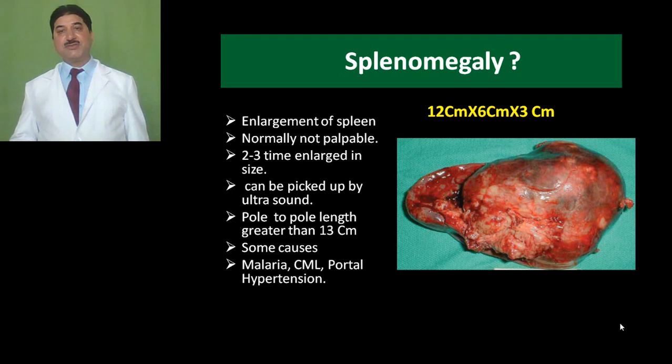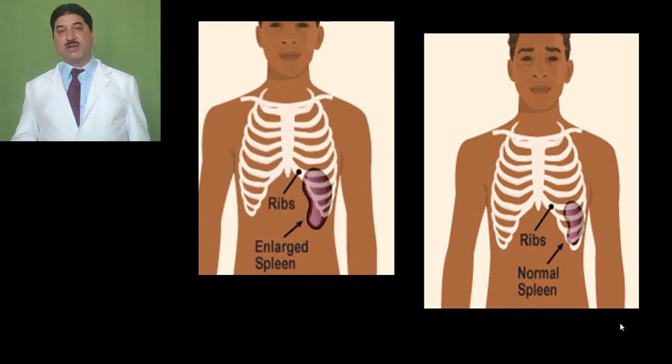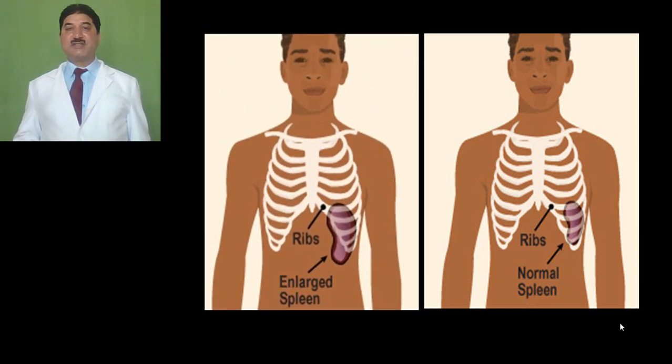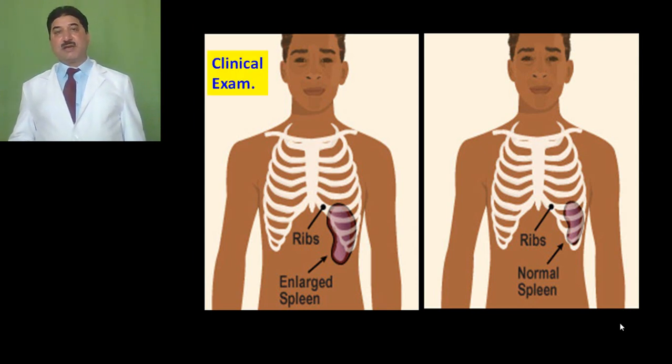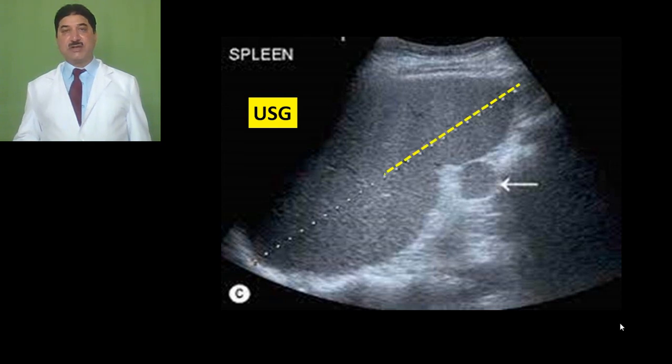Now, how to palpate spleen? Normally, spleen is not palpable. So, if it is palpable below the left costal margin, it means enlarged spleen. Another way of measuring the dimensions of the spleen is using ultrasound. Here we take pole-to-pole length of the spleen. If it is more than 13 centimeters, we say spleen is enlarged.